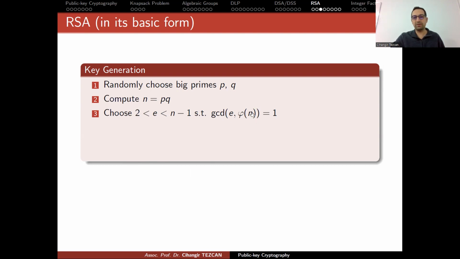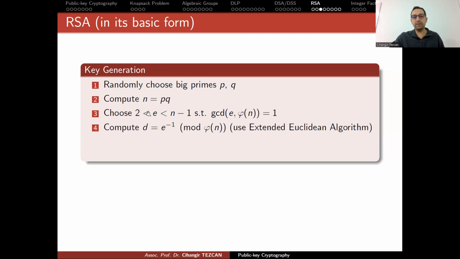This is important. This is one of the reasons why I defined phi n in the previous slides. Recall that phi n is equal to the multiplication of the phi of the prime powers, where you have the prime decomposition of n, and we already have the prime decomposition of n, which is p times q. So in this case, phi n means phi p times phi q. For primes, it is easy to compute because phi p is p minus 1, phi q is q minus 1. So with this number, we actually mean p minus 1 times q minus 1.